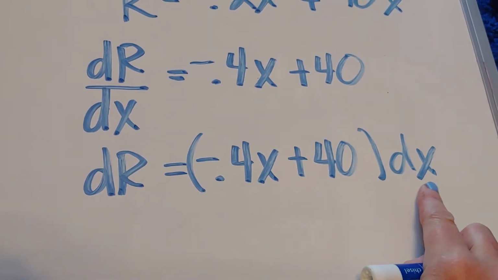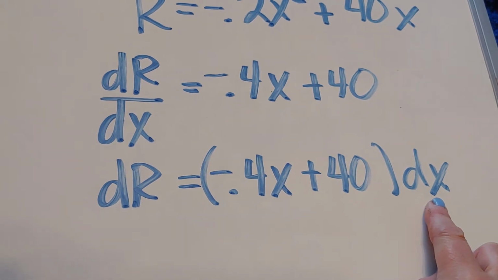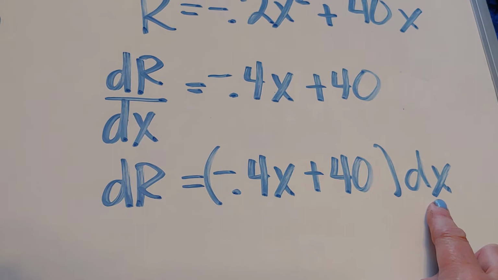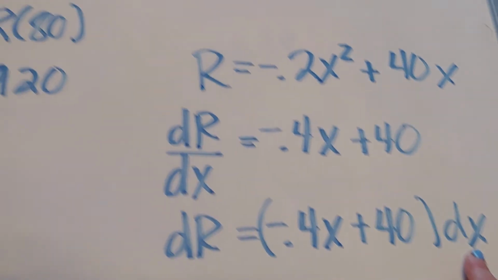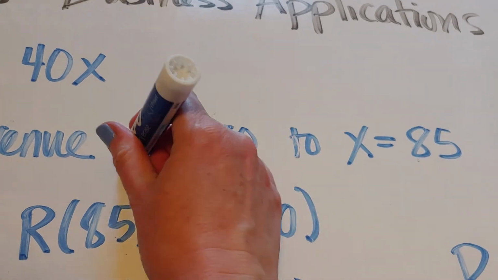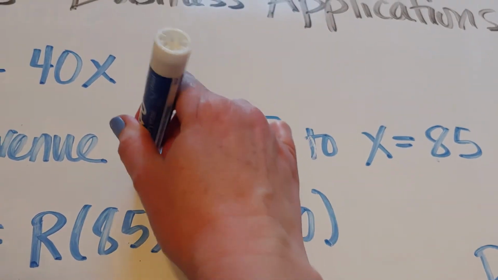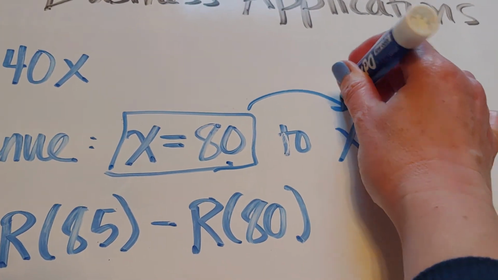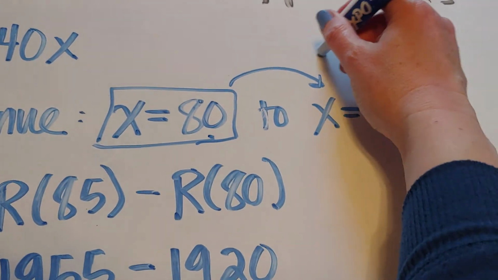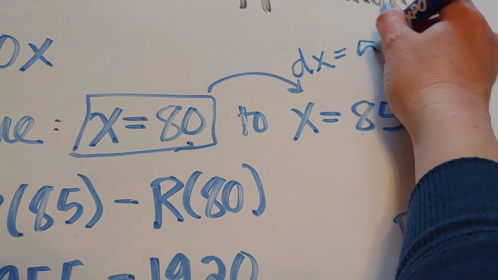When I'm looking at dx for a business application, I'm saying how much did my x's change from the first point to the second point. So if I go over here, x is 80 to x is 85. This is my original, and I want to know what the change is. The change from 80 to 85 is 5. So that means dx is going to be 5.